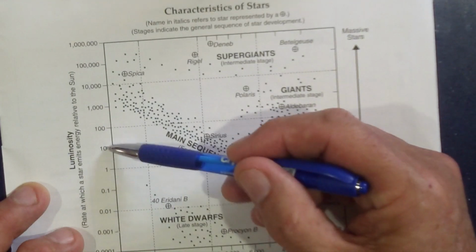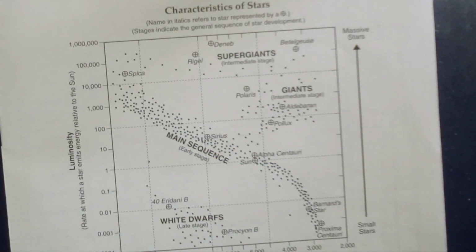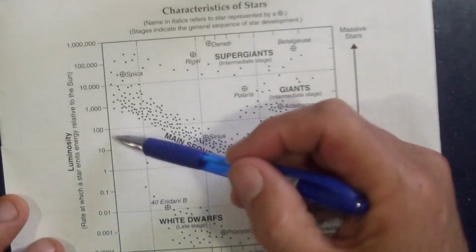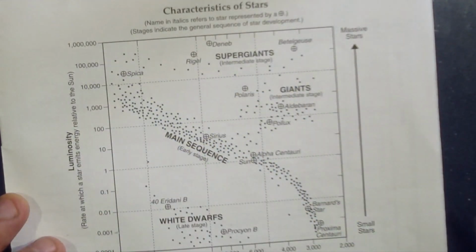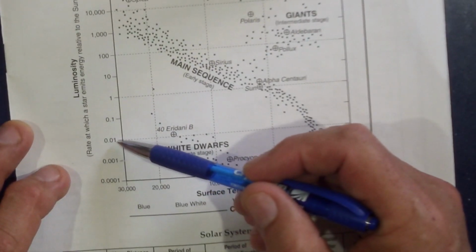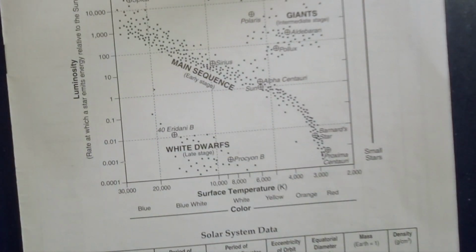10 is 10 times brighter than the sun if it was the same distance from the Earth as the sun. A star with 100 luminosity is 100 times brighter than the sun. A star with a 0.01 luminosity is 1/100th as bright as the sun.